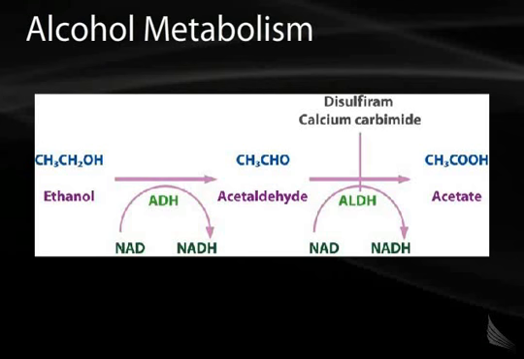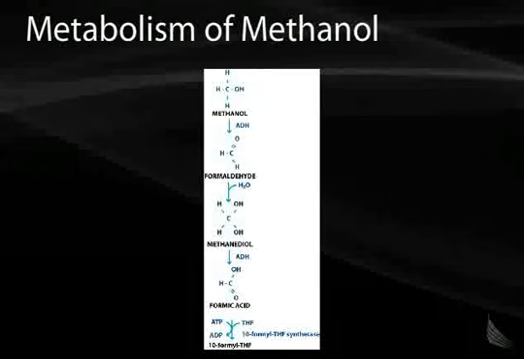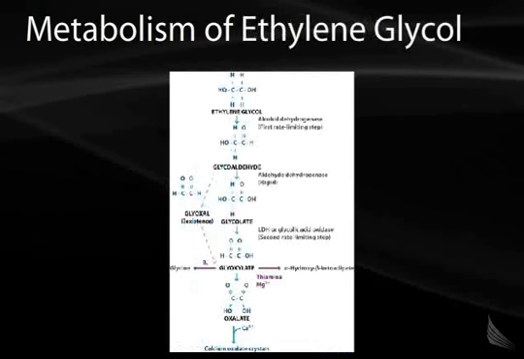This diagram shows how ethanol is converted to acetaldehyde and to acetate, which are safe molecules. But if you were to substitute ethanol with methanol, instead of acetate, you develop formate, or formic acid, which is toxic. And as you can see here, methanol is converted to formic acid, or formate. And ethylene glycol is converted to oxalate, which is toxic as well.